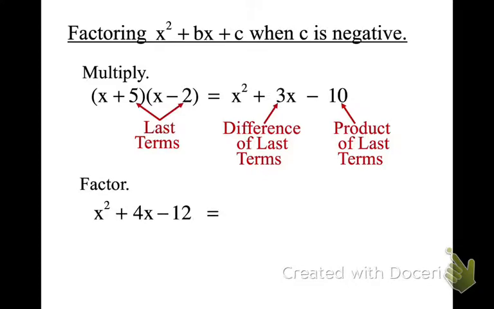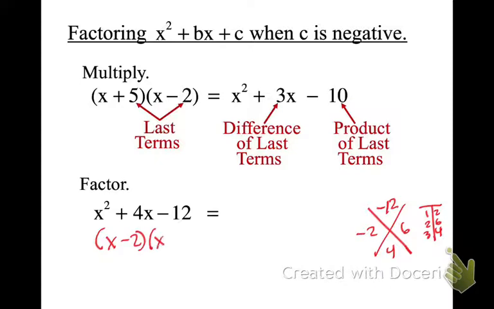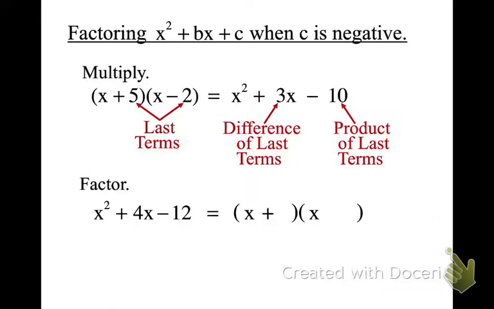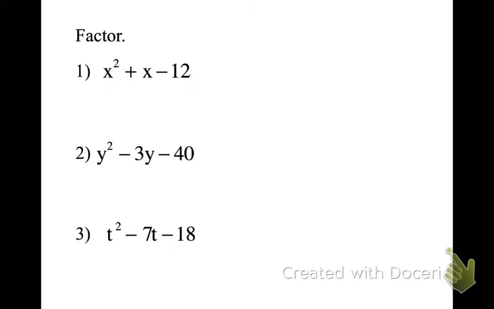All right, here we go. What multiplies to negative 12 and adds to positive 4? Same thing. It could be 1 and 12, 2 and 6, I think that's it, 3 and 4. So positive 6, negative 2 multiplies to negative 12 and adds to positive 4. So this would be x minus 2 and x plus 6. Okay, let's try the next 3 on our own.